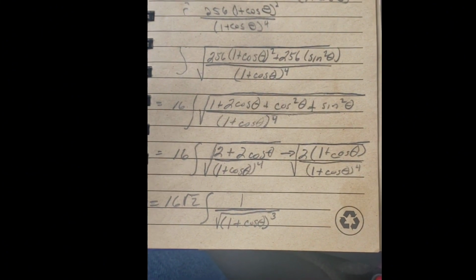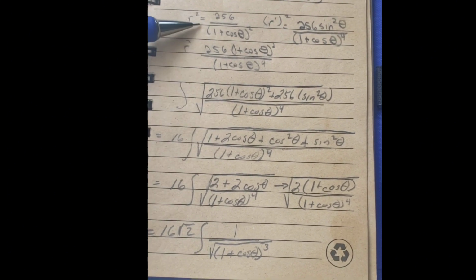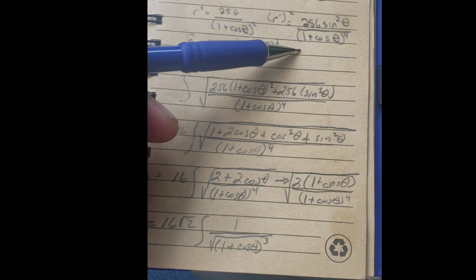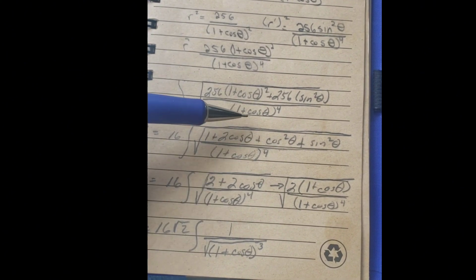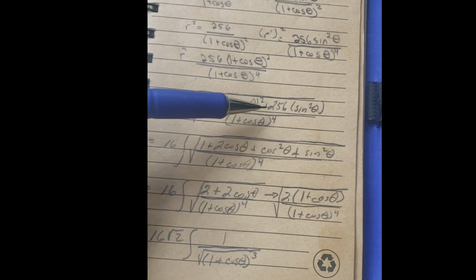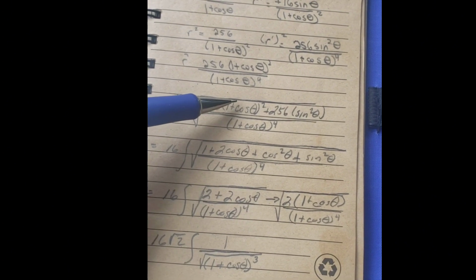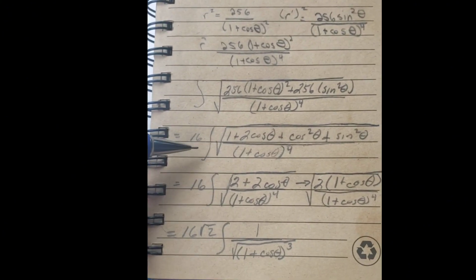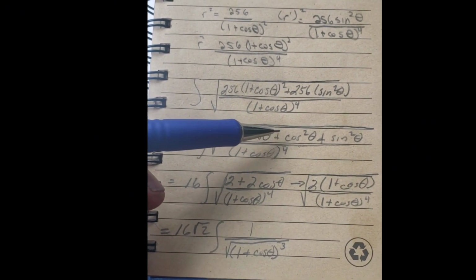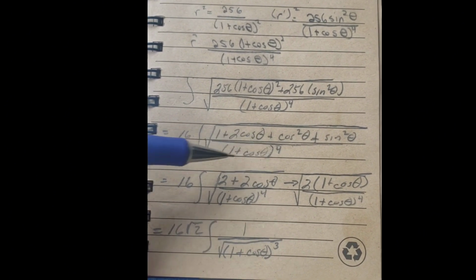All right, so continuing where we left off. When we integrate, we put in the r squared and r prime squared. Now that we have the same denominator, we can put them both over that denominator. So we have 256 times (1 plus cosine of theta) quantity squared plus 256 sine squared theta. We expand (1 plus cosine theta) squared, and that gives us 16 times the integral of the square root of 1 plus 2 cosine theta plus cosine squared theta plus sine squared theta over (1 plus cosine theta) to the 4th power.